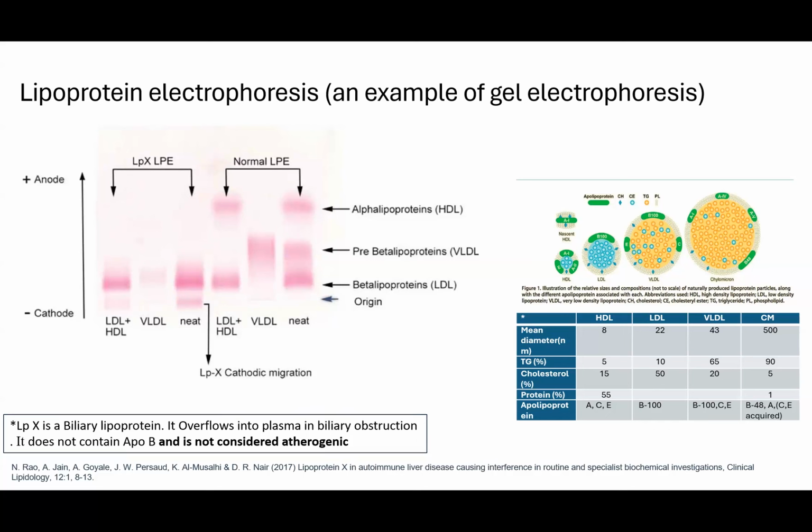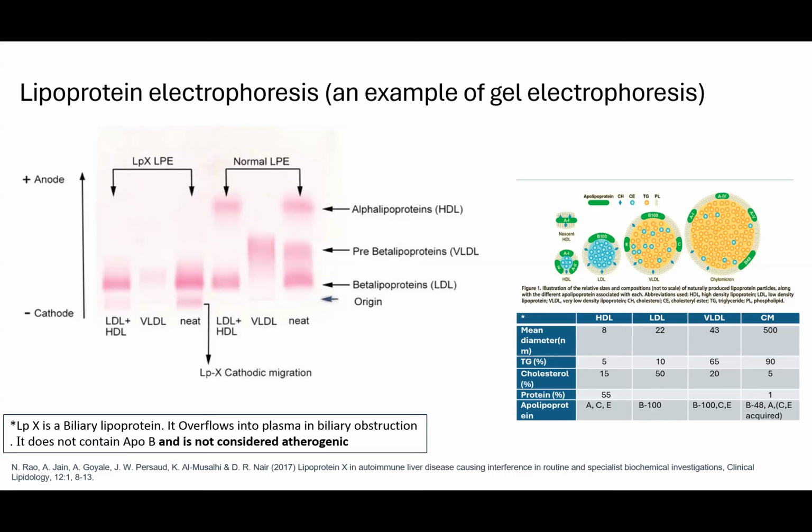After that, then you have the beta lipoprotein band. That is your LDL. And then above that, you have pre-beta lipoprotein band, which is your VLDL. So as you know, VLDL is larger than LDL, so you might think that it should actually appear below LDL rather than above it. But the reason for that is because it has more charge.